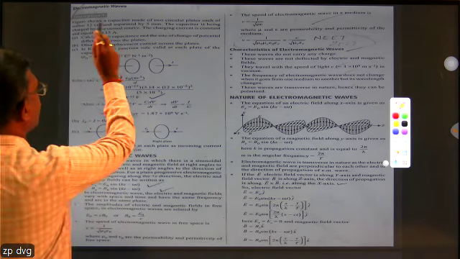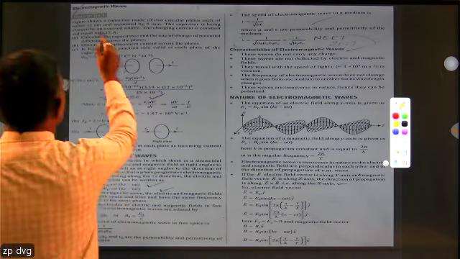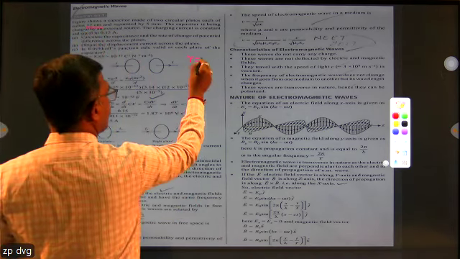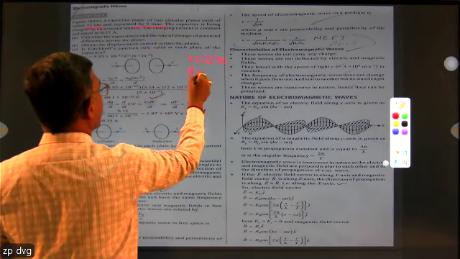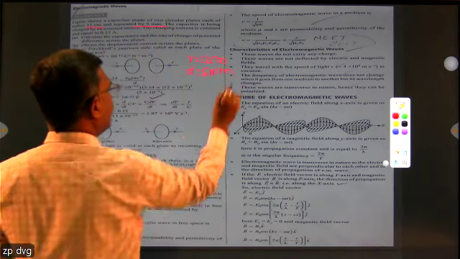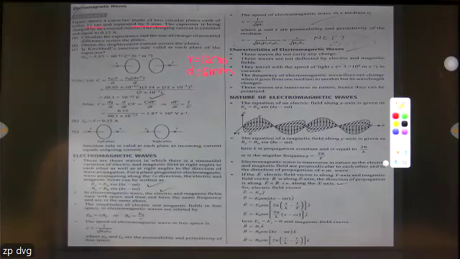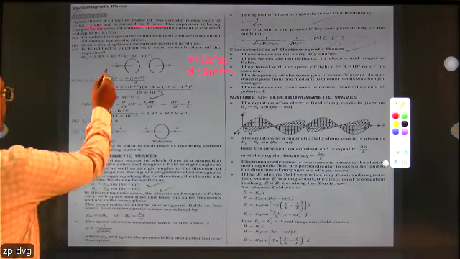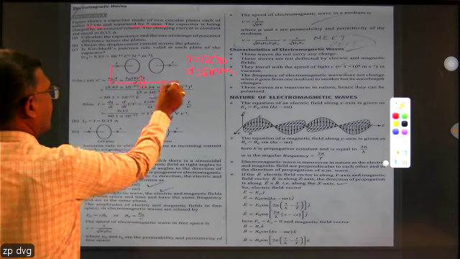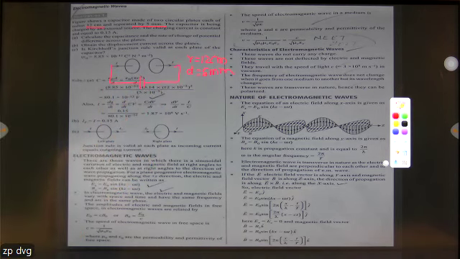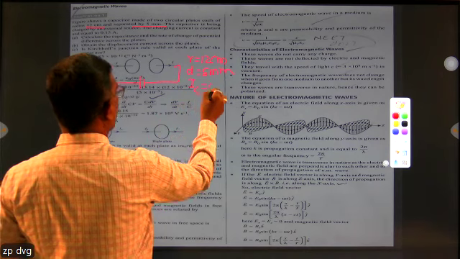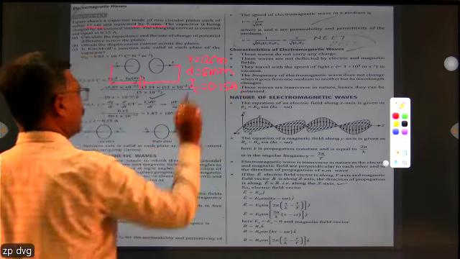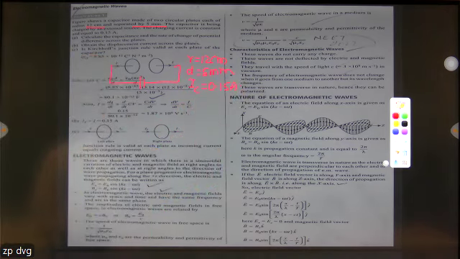The radius of each plate is 12 centimeter. What is the radius of each plate? It is 12 centimeter. And they are separated by 5 millimeter. So the separation distance is 5 millimeter. This capacitor is being charged by an external source. It is connected to an external source. The charging current is 0.15 ampere. The conducting current is 0.15 ampere. The question is: calculate the capacitance.